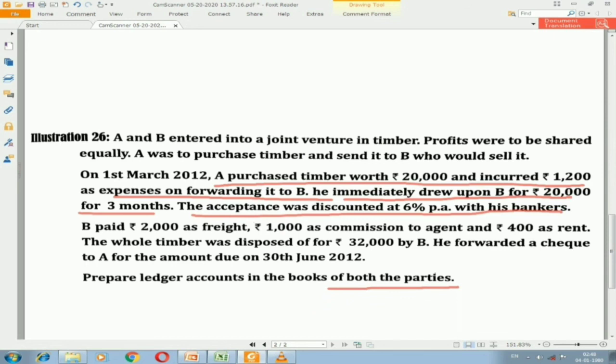In the books of B, when we are preparing A's account, record that 20,000 on the debit side of A's account in the name of to bills payable account 20,000. And other things you usually transfer from the joint venture.